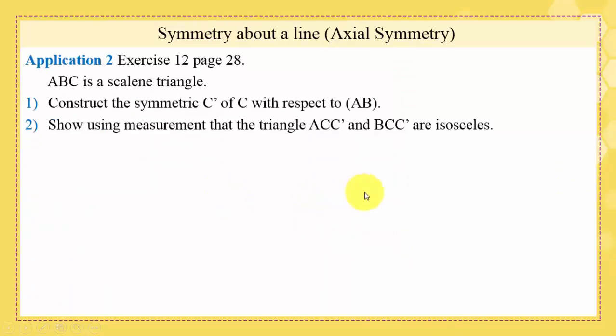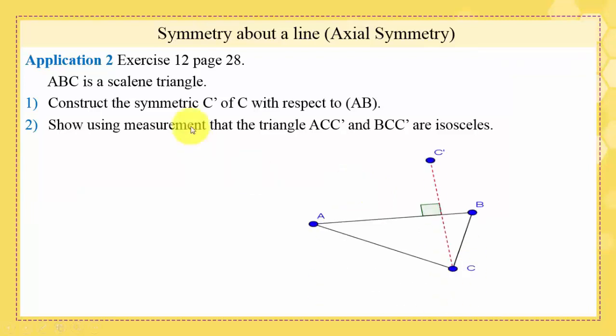Application 2, exercise 12, page 28. Please pause the video and try to solve the application. Here we have ABC, a scalene triangle. We will construct C prime, the symmetric of C with respect to line AB. We make a perpendicular and we take the same distance on the other side.